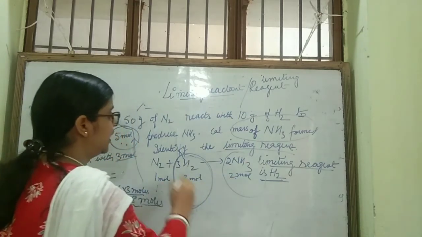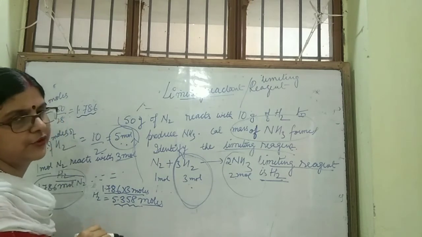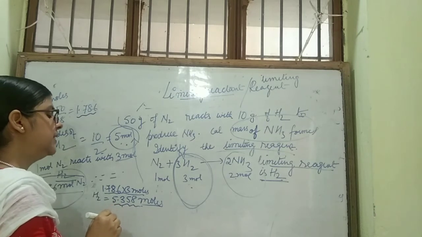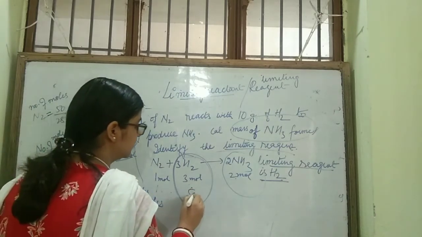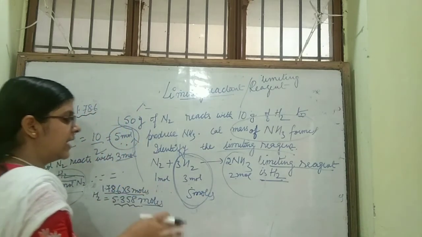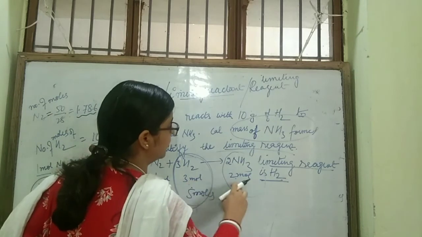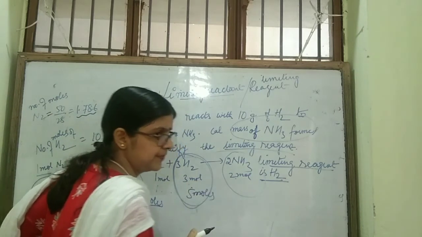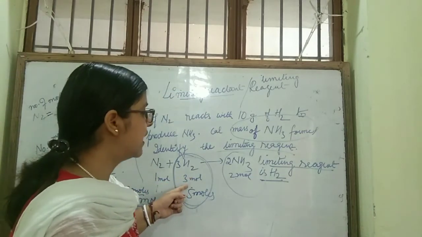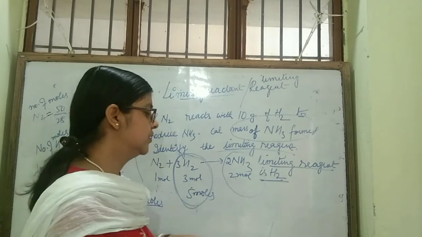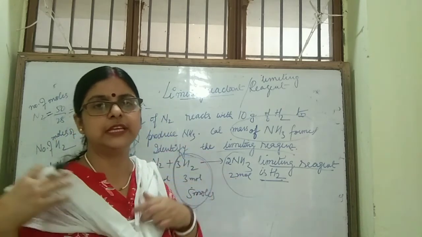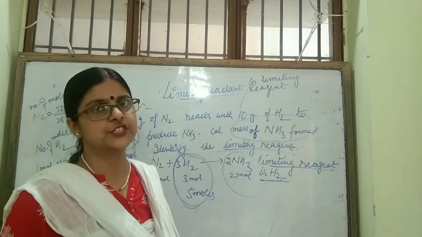So how much ammonia is formed will depend upon the amount of hydrogen available in the reaction. How much is available? 10 gram means 5 moles available. From stoichiometry, 3 moles of hydrogen gives 2 moles of ammonia. So, 5 moles of hydrogen will give how many moles of ammonia? That will give us the amount of NH3 formed.